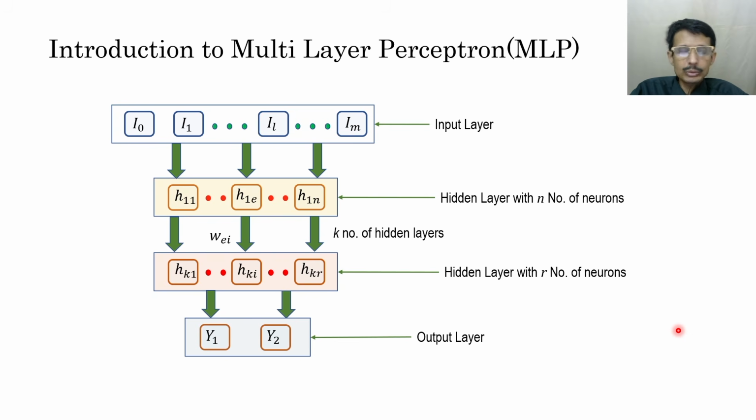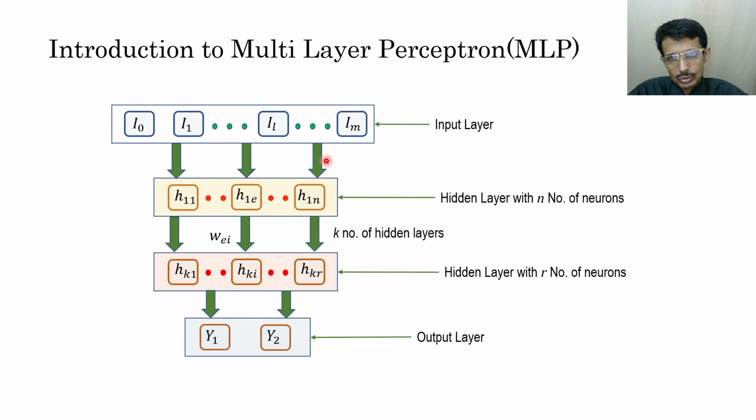Now we're going to understand the basic architecture of multilayer perceptron. As we have said, multilayer perceptrons have one or more hidden layers between the input and output layer. Here you can see k number of hidden layers between the input layer and output layer. For understanding, these are the inputs I0, I1, and so on. So these are the inputs.